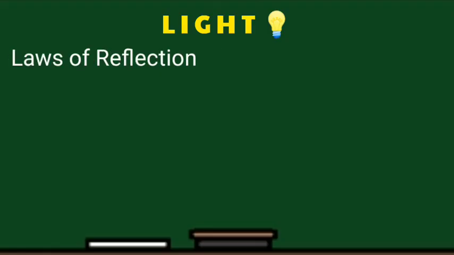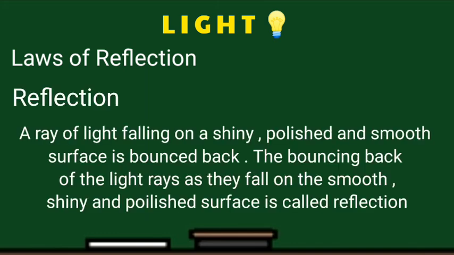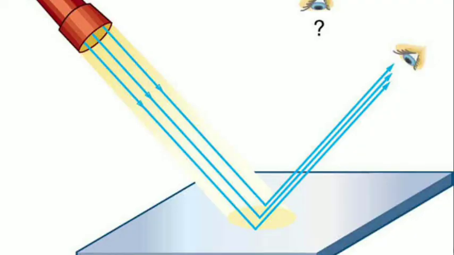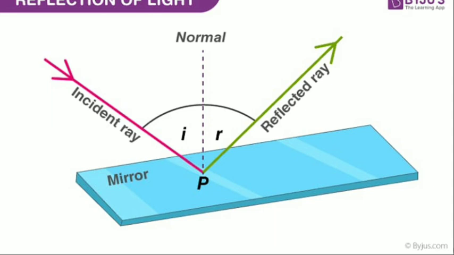Next, laws of reflection. What is reflection? A ray of light falling on a shiny, polished and smooth surface is bounced back. This bouncing back of light rays as they fall on a smooth surface is called reflection. This reflection involves two rays: the incident ray and the reflected ray. The ray of light falling on a shiny surface is called the incident ray. After falling, this ray returns to the same medium. This ray is called the reflected ray.